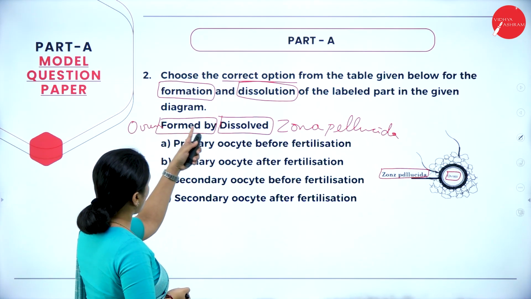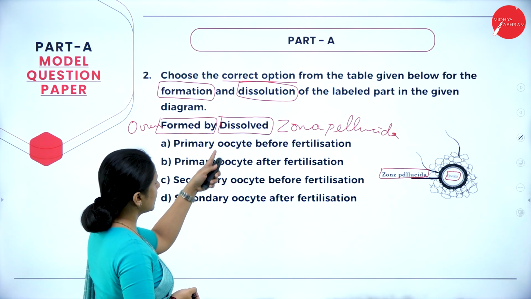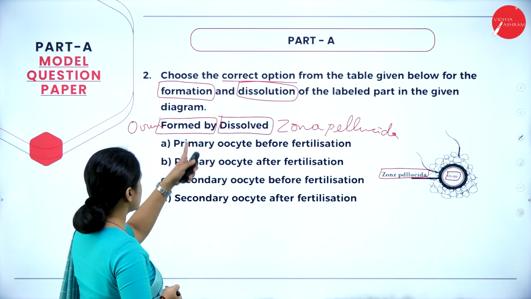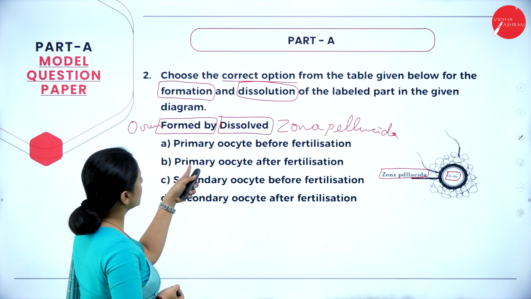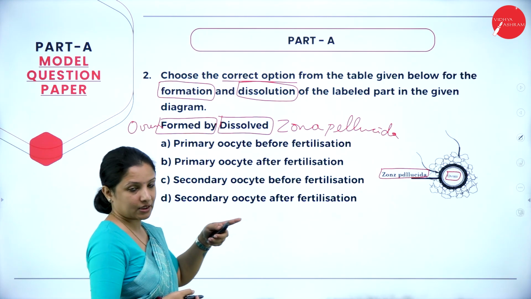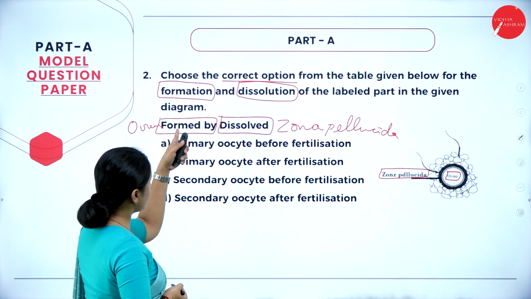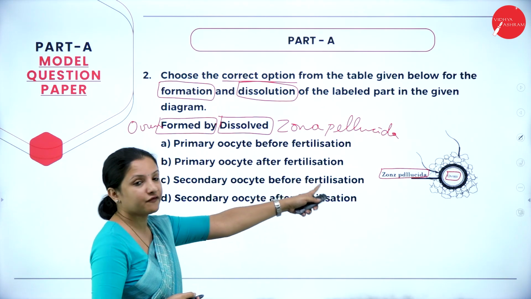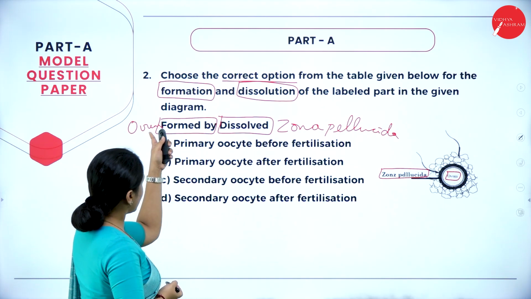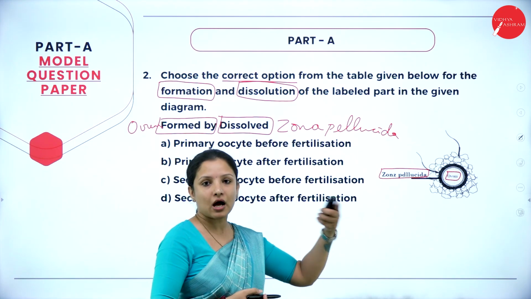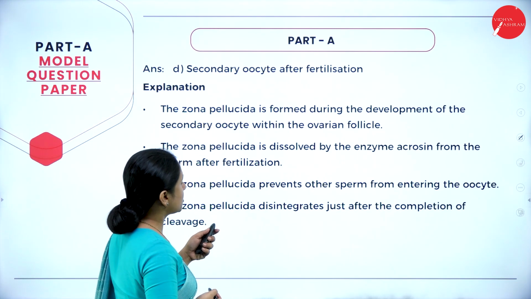So, we have to choose the correct one here. Ovum formed by primary oocyte, zona pellucida dissolved. Is it dissolved before fertilization? Next is ovum formed by primary oocyte. Is zona pellucida dissolved after fertilization? Next is ovum formed by secondary oocyte, and is zona pellucida dissolved before fertilization? The same way, ovum is formed by secondary oocyte and zona pellucida, is it dissolved after fertilization? Now, let's look into the answer.